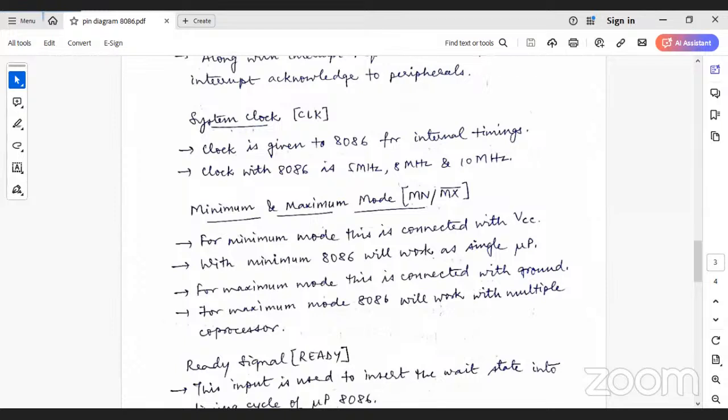Don't go into all those complications. Simply you write there: logic high, it is used as a single processor. Logic low, it will work with multiple coprocessors. Because there are many pins which will have states 0 and 1. So to remember this, if you are able to remember, that is well and good. You should take less strain and give more output. That is the intention behind telling all these things.